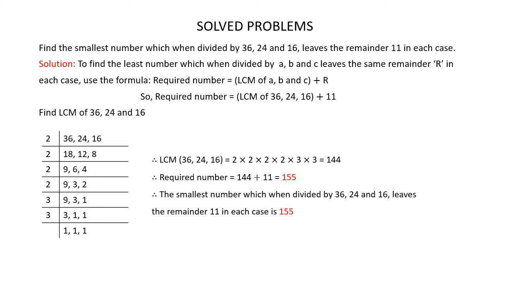So, 155 is the smallest number which, when divided by 36, 24 and 16, leaves the remainder 11 in each case. That is, when 155 is divided by 36, the remainder is 11. When 155 is divided by 24, the remainder is 11. When 155 is divided by 16, the remainder is 11. So, the smallest number which when divided by 36, 24 and 16 leaves the remainder 11 in each case is 155.